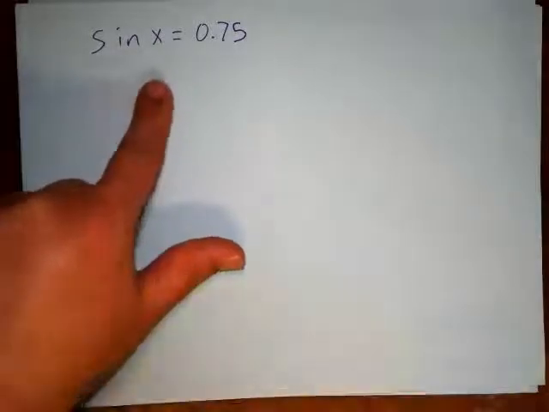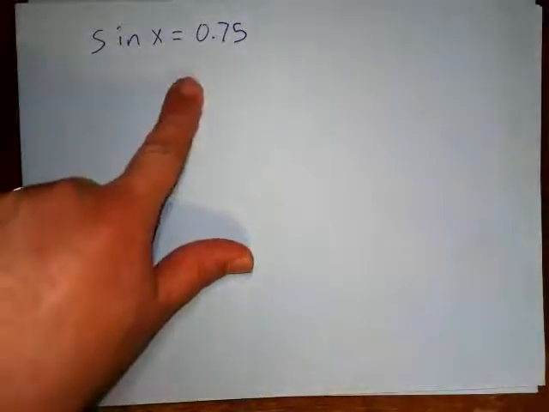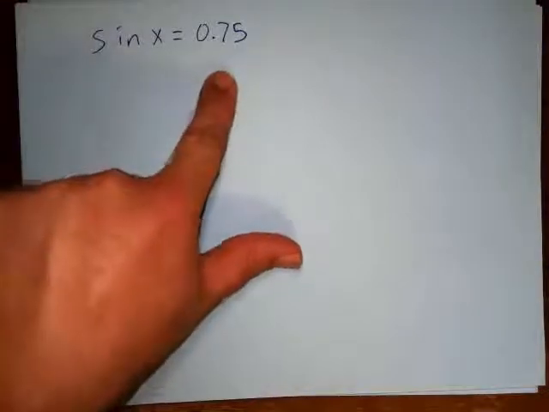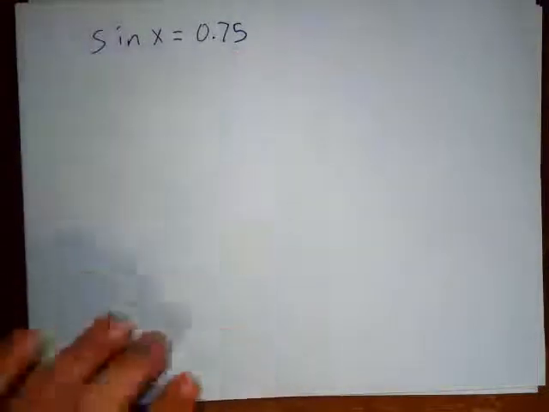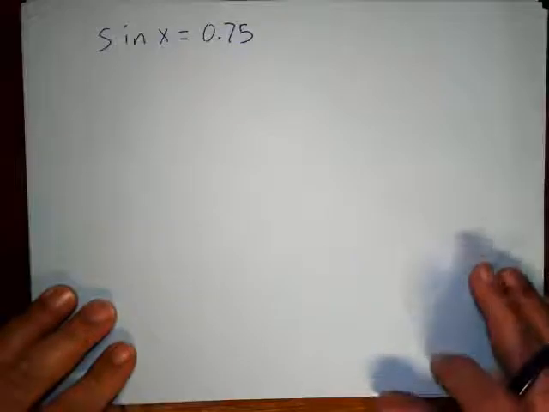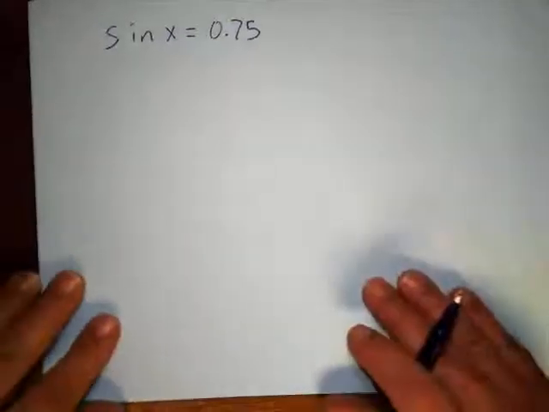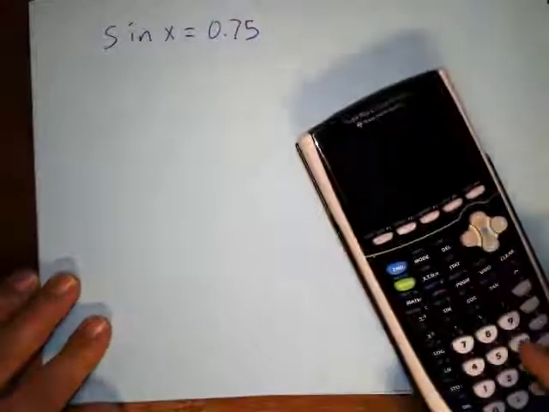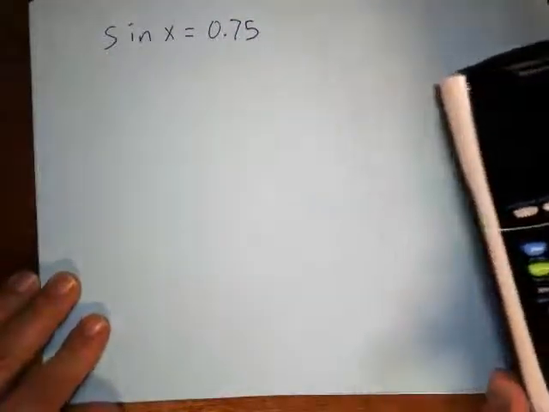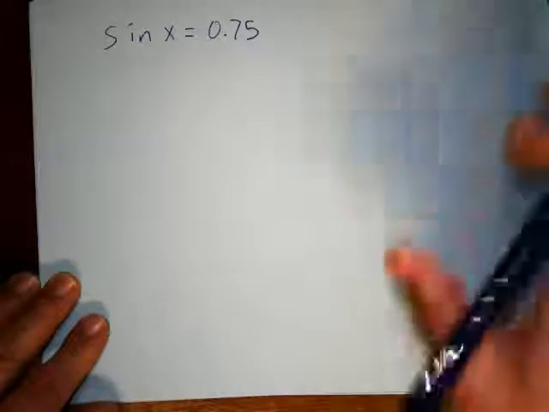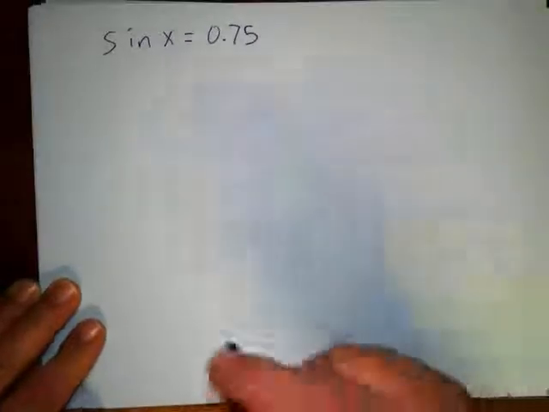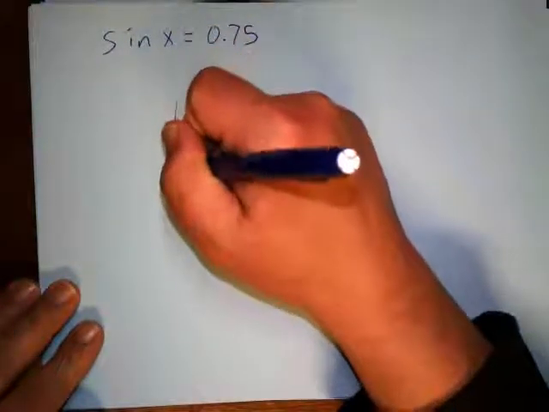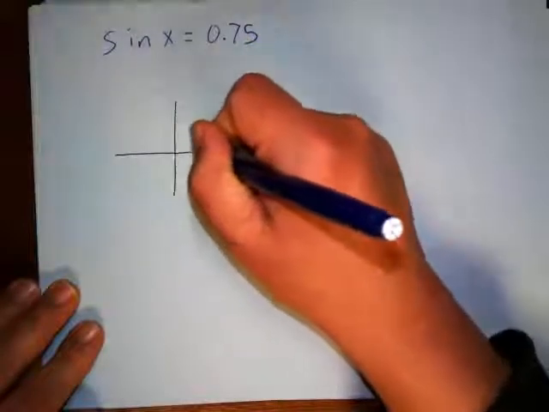the basic equation, but now this isn't a special angle. This isn't one of the values that we recognize on the unit circle. Okay, so let's see how we do this. And what we're going to need is our calculator, because we're going to have to use the inverse trig function. Okay, so I'm going to draw out my unit circle.